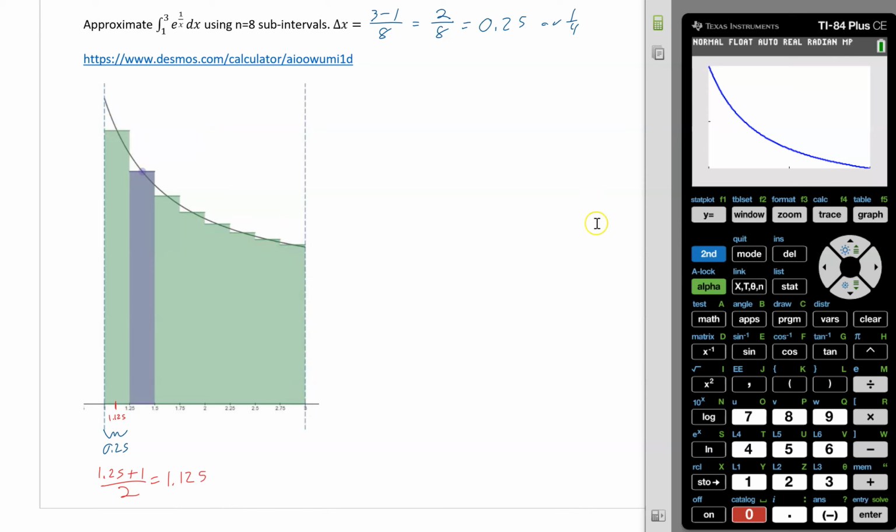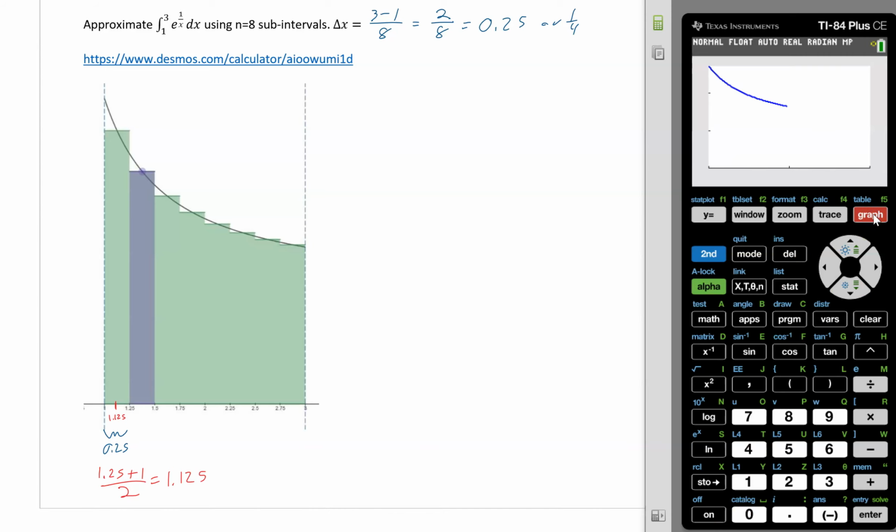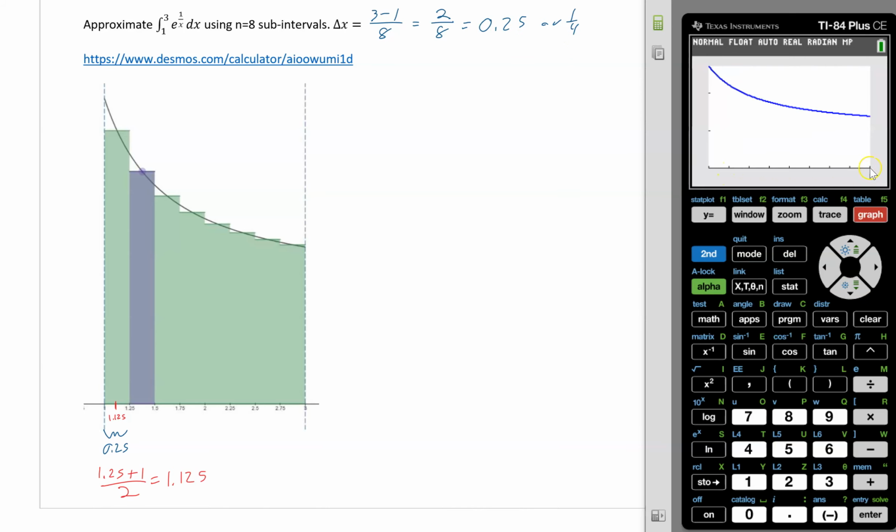Now this one's all the way down to 0. So you can then go back to your window, make your y min 0, and then hit graph, and you'll get the picture like I have. And you could even go back in to your window and then now do your x scalar. So our change here is 0.25. And so now you can see all those little marks like I had before. We have 1, 2, 3, 4, 5, 6, 7, 8 subintervals. So it checks out.